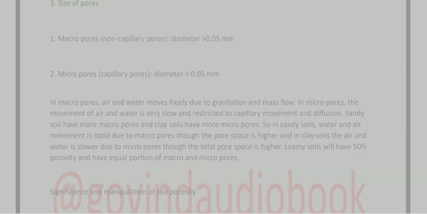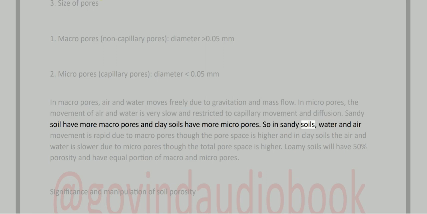3. Size of pores. 1. Macropores, non-capillary pores, with diameter greater than 0.05 mm. 2. Micropores, capillary pores, with diameter less than 0.05 mm. In macropores, air and water move freely due to gravitation and mass flow. In micropores, the movement of air and water is very slow and restricted to capillary movement and diffusion. Sandy soils have more macropores and clay soils have more micropores.